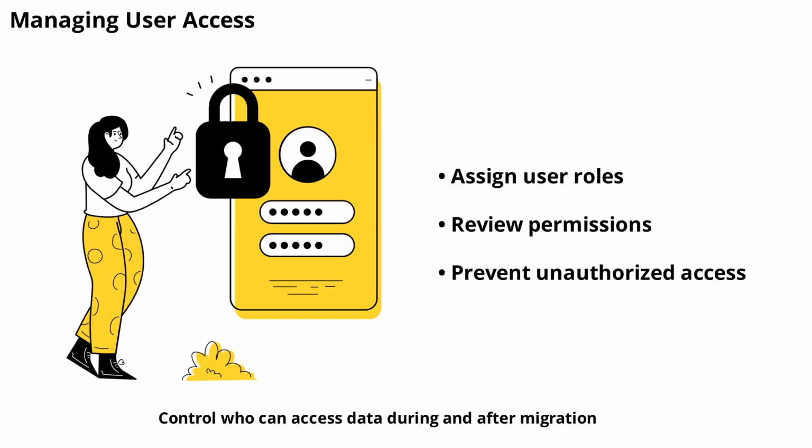Control who can access data during and after migration. Assign user roles and permissions based on job responsibilities. Regularly review and update access rights to prevent unauthorized use. Proper access management reduces the risk of accidental or intentional data breaches.